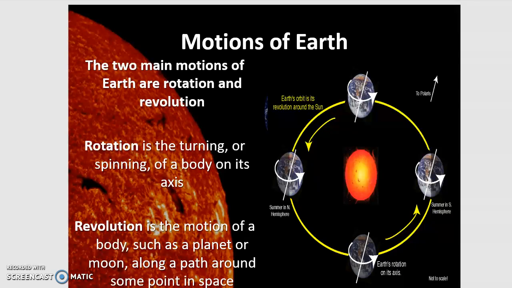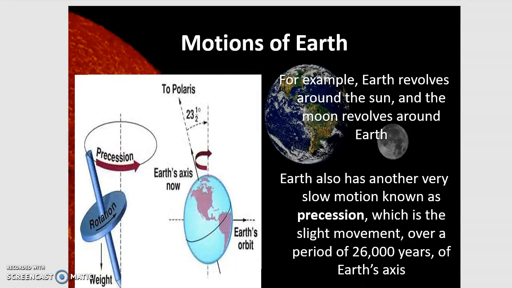In addition to this, we have been studying this more recently, and where we will start is the motions of Earth. There are two main motions of Earth that we are going to be looking at. Number one is rotation, which is Earth spinning on its axis at a rate of about 15 degrees per hour, and the second is revolution, or the orbit of Earth around the sun. Now, as we also look at rotation and revolution, we will look at a motion known as precession. Precession is a very, very slight movement over the course of about 26,000 years or so of Earth's axis.